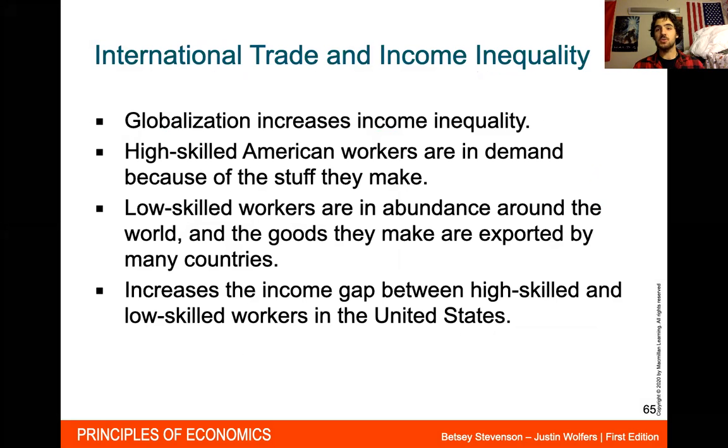International trade and income inequality. Some argue that international trade, globalization, increases income inequality in the United States. High-skilled American workers are in demand because of the stuff they make. The higher educated the populace, the more specialized they are. The more specialized they are, we're going to put them into more specialized jobs. Therefore, we're not going to have as many unskilled laborers. Places like China are going to fill up the gap. Places like India, Mexico, they're in abundance around the world, and they make goods that are exported.